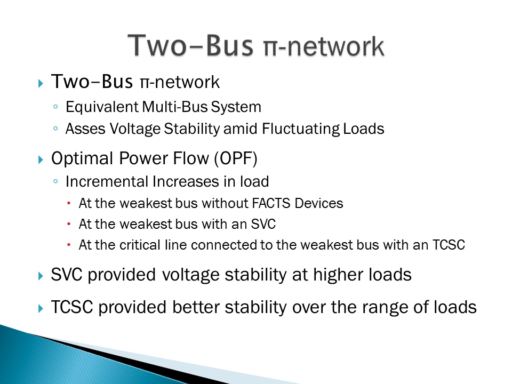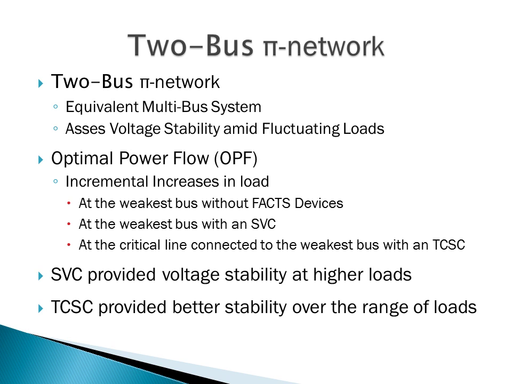One of the studies I read, which can be found in reference 5, used a 2-bus pi network model consisting of a generator bus and a load bus to represent an equivalent multi-bus system for the rapid assessment of voltage stability among fluctuating loads. The authors determined optimal power flow, or OPF, with successive incremental increases in load at the weakest bus without a FACTS device, at the weakest bus with an SVC, and at a critical line connected to the weakest bus with a TCSC.